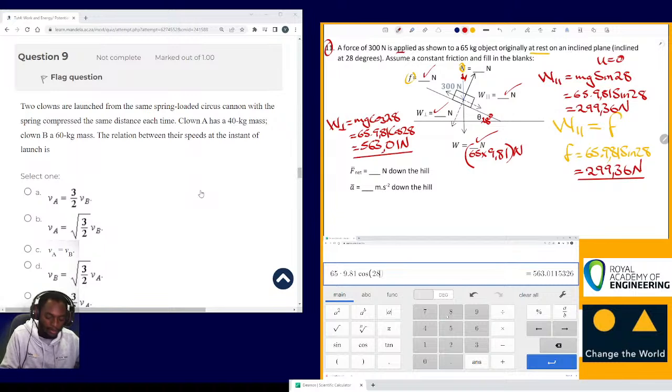So this was our static friction. But we're given a hint that we should assume the friction remains constant, which means our static friction is equal to the kinetic friction. So Fk is equal to 299.36, because now we want to analyze the case when this object is moving down the slope. The friction will still remain the same. That is what we have been told in the question.